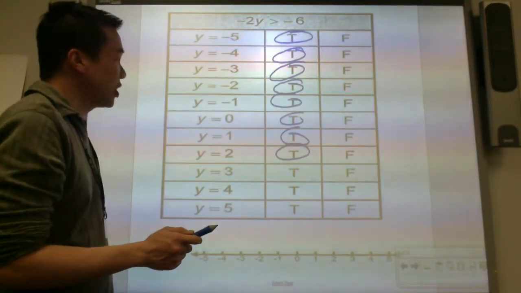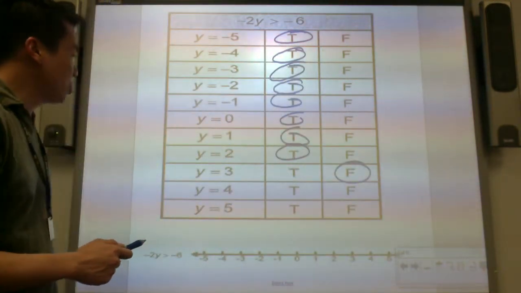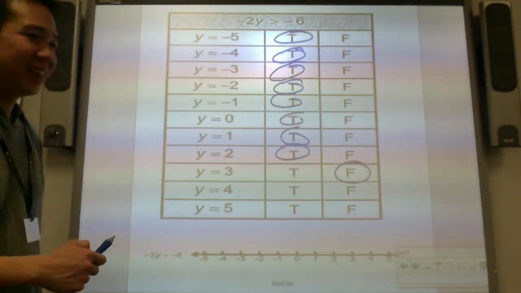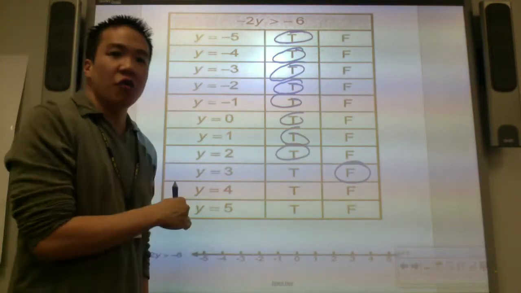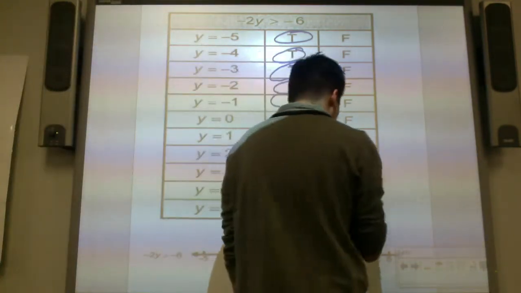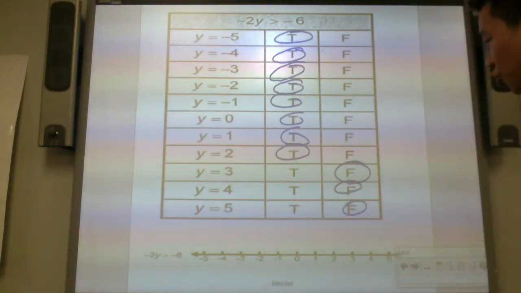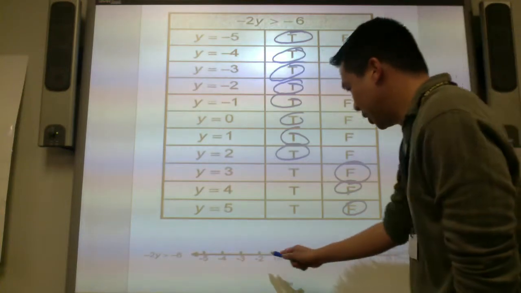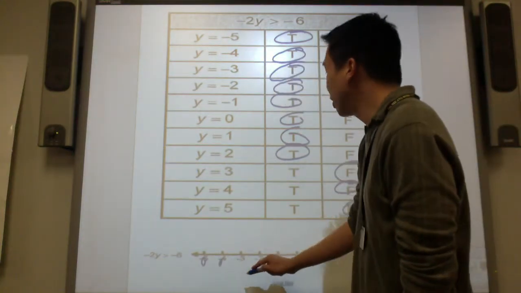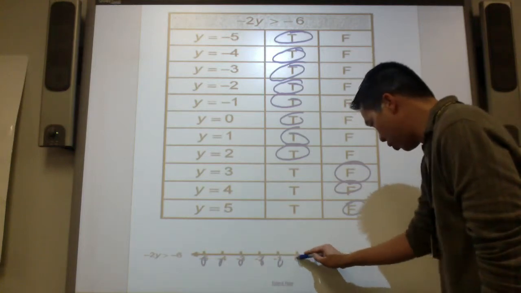Negative 2 times 3 is negative 6. Is negative 6 greater than negative 6? No, it's the same thing, so it's false. Negative 2 times 4 is negative 8, which is so far away from 0, it is definitely not larger than negative 6. So all these are false. Look at your number line. Let's circle all the numbers that make it true. Negative 5, negative 4, it goes all the way to 2. All these instances are true.